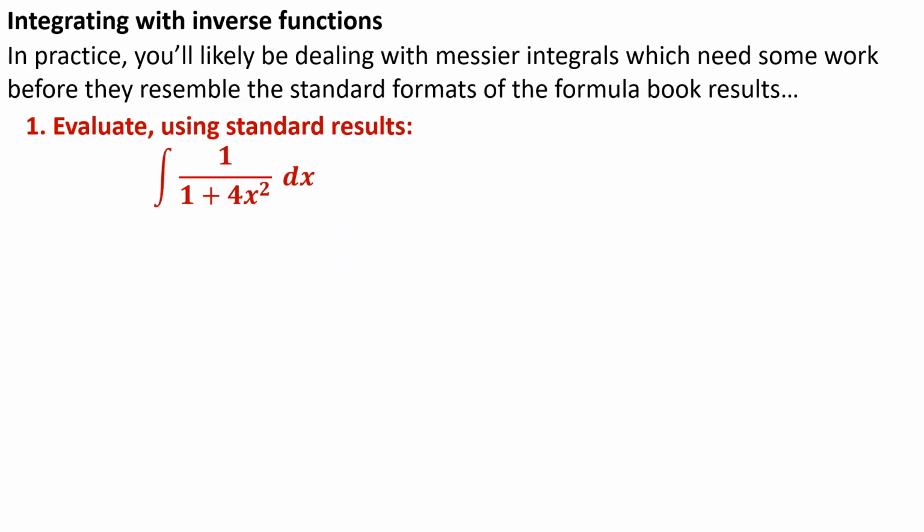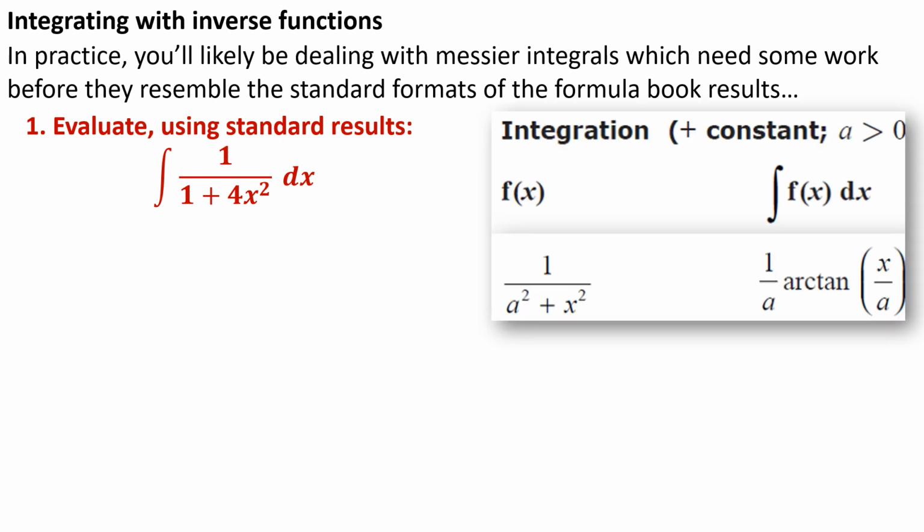What happens, though, if we don't have a 1 in front of the x squared? In this example, for instance, we have 1 over 1 plus 4x squared, which is not the format that the formula book provides. We need to find some way to get rid of that 4. And you've got a couple of options, but if you want to pause and give this one a try for yourselves, try that first and then come back.